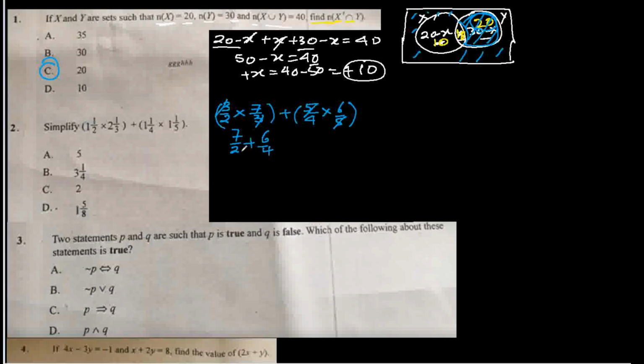We can't add them unless they have the same denominator. So multiply this by 2, multiply this by 2. So 14 over 4 plus 6 over 4 becomes 20 over 4, which is 5. The best part is that you can save time by using just your calculators if it is allowed.